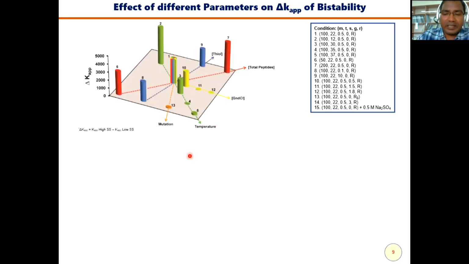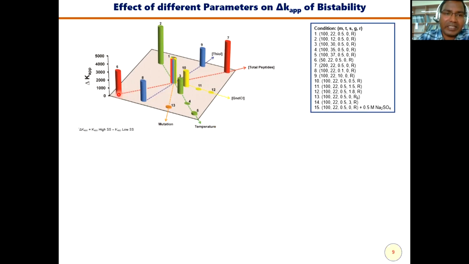Then after checking that TCP is important for the reaction, we checked the effect of the parameters on the delta K afferent of the bistability. We checked thiol concentration, total amount of peptide, guanidinium, temperature, and mutation of that peptide.